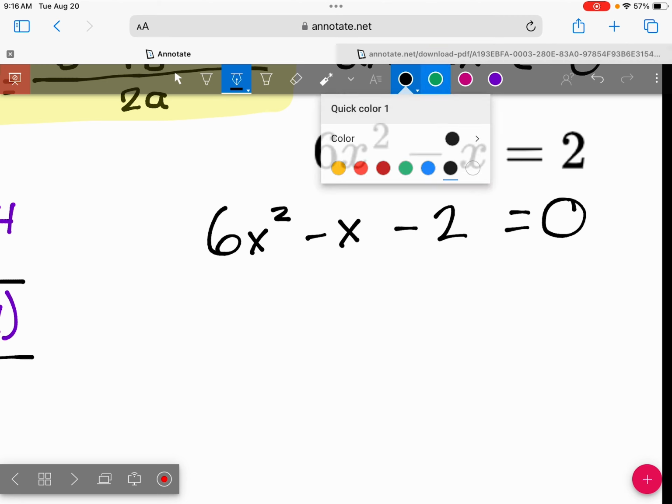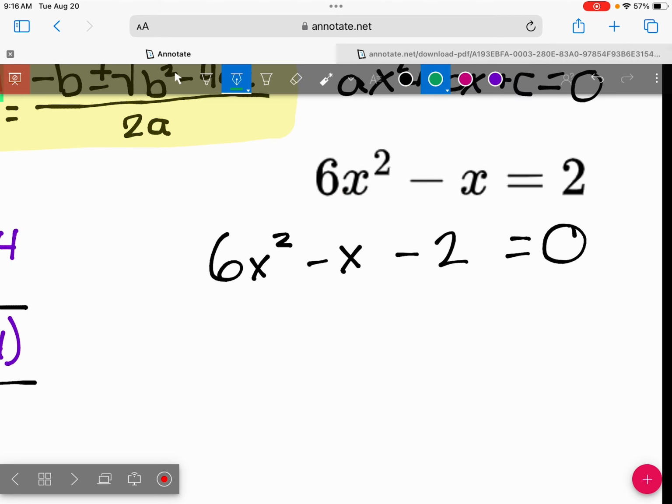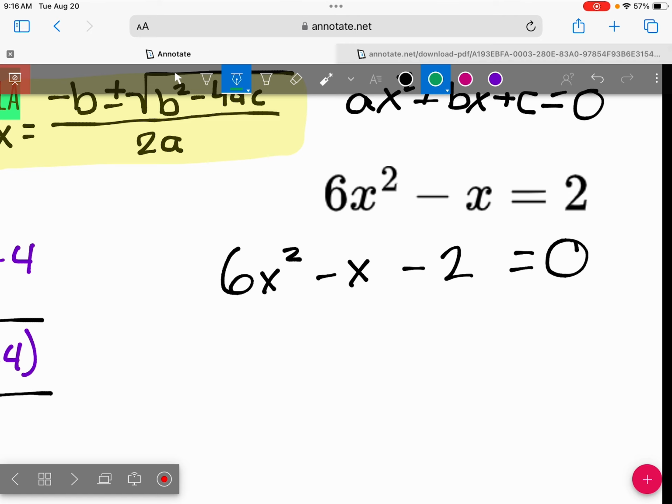All right, so we were specifically told to use our quadratic formula here, so we're going to do so. What's our A? 6. What's our B? -1. And what's our C? -2. Okay, so we're usually pretty good at finding those pieces. This next step is just substitution.